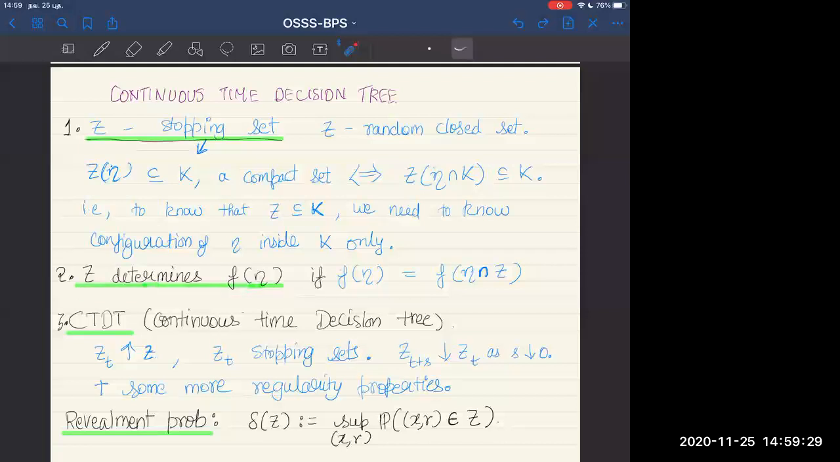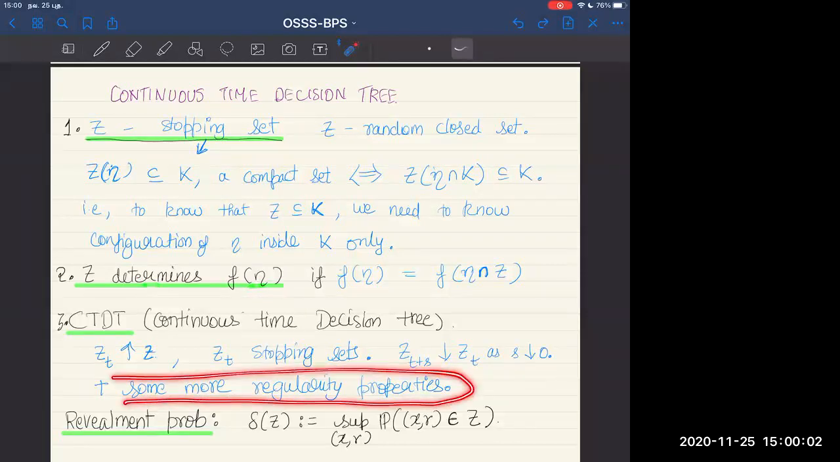Now, what is a continuous time decision tree? I'm going to skip something. There are some technicalities. The point is I should get a sequence of stopping sets that increase to Z and are right continuous. And there are some more regularity conditions. That is, they cannot have a lot of jumps. They should not have jump discontinuities. That is, the volume of Z_t cannot increase when I go from t to t plus, it should not increase. The volume should be negligible. So there are some regularity properties which we will avoid in the talk.